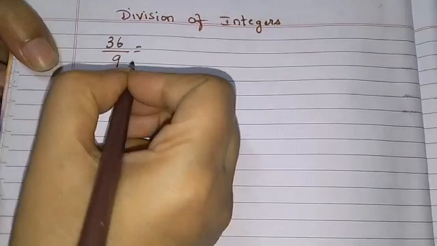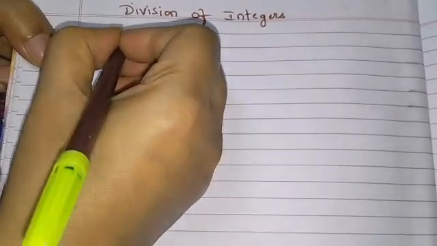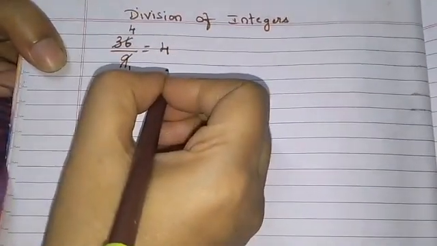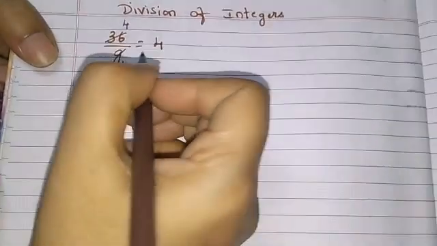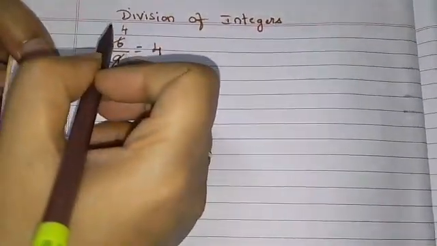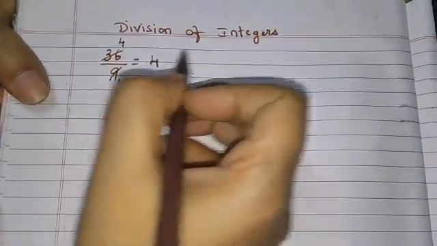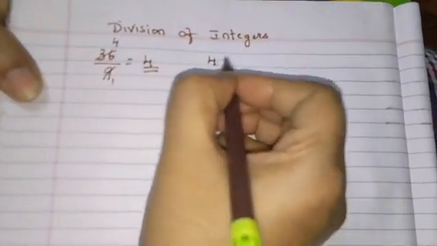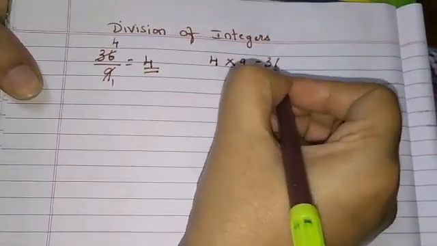For example, 36 divided by 9 gives us 4. It's because 9 ones are 9, 9 fours are 36. So basically, to divide 36 by 9 means to find an integer which on multiplying with 9 gives us 36. So which is that number? It is 4.